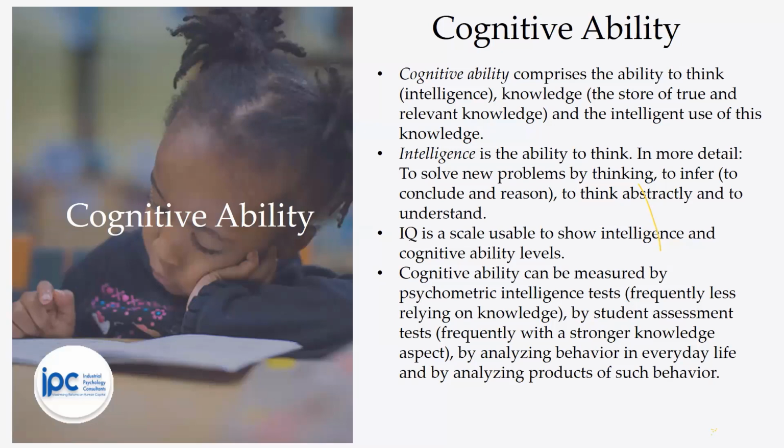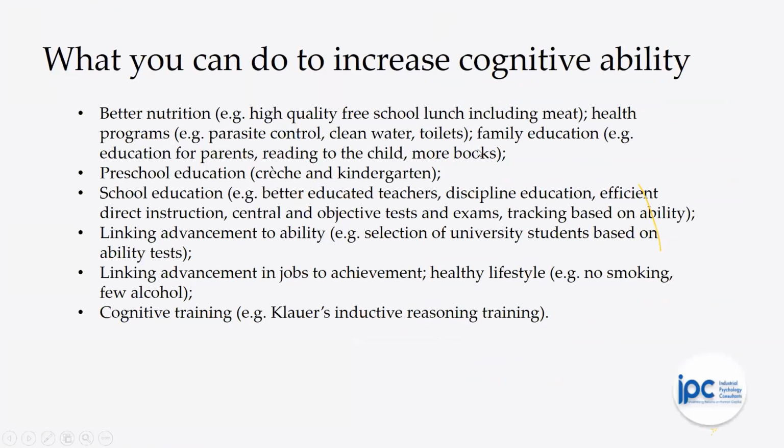That's what you're talking about. And a lot of people really refer to IQ. IQ is just a scale usable to show intelligence or cognitive ability levels. So it has got an average of 100, which is the British average anyway. Then cognitive ability can be measured by psychometric tests, as I will show you as we go through this particular presentation. I'm highlighting cognitive ability because I will also show you the importance of cognitive ability in terms of career choices. That's why I'm giving you this particular background.